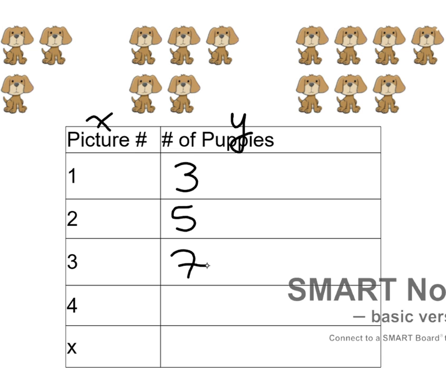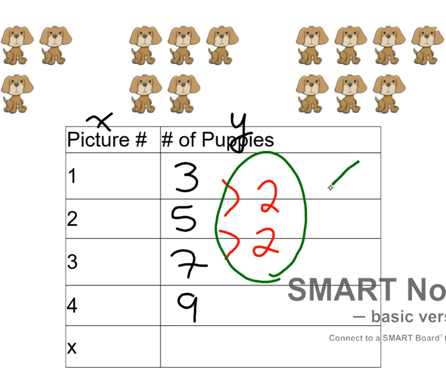Now, picture 4, hopefully what you're noticing is, hey, it looks like I'm going up by 2 puppies every time. So picture 4 is probably going to have 9 puppies. And this is a really, really important observation that is going to be really critical when we turn this into an equation or a rule. So where do we see that 2 happening? If we look at the actual visual pattern, there's 2 puppies. That's picture 1. Here's picture 2.